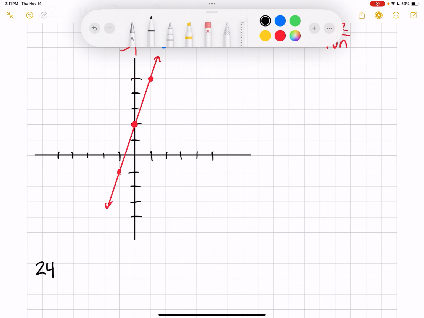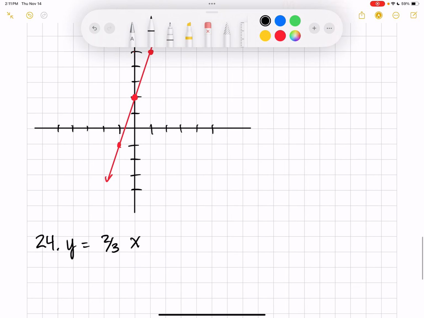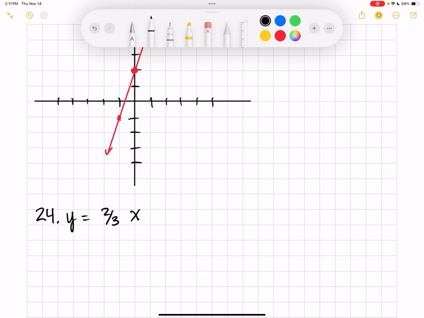24. Y equals 2/3 x. Is this in slope-intercept form? It's good enough. Y is by itself, right? That's kind of the key part. Y's got to be by itself. So what is the slope? 2/3. And what is my y-intercept? 0. So we can pretend there's a +0 here on the end if we need to, to see it.